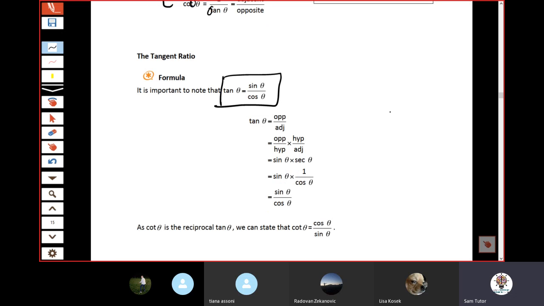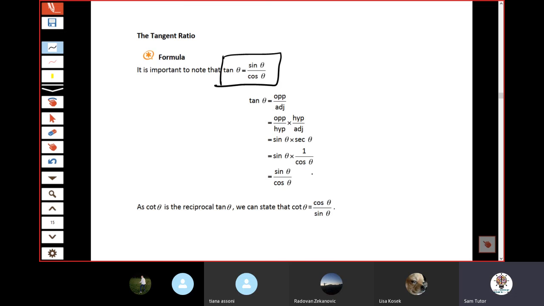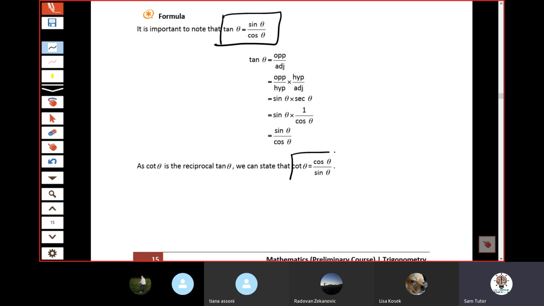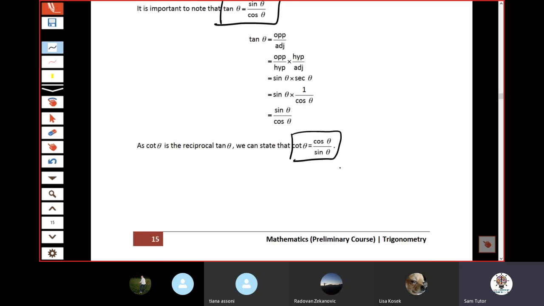Tan was also equal to sine on cos. There's a little proof here, you can look at it in your own time. Cot is equal to cos over sine. So if tan is sine on cos, cot can also be written as cos on sine.